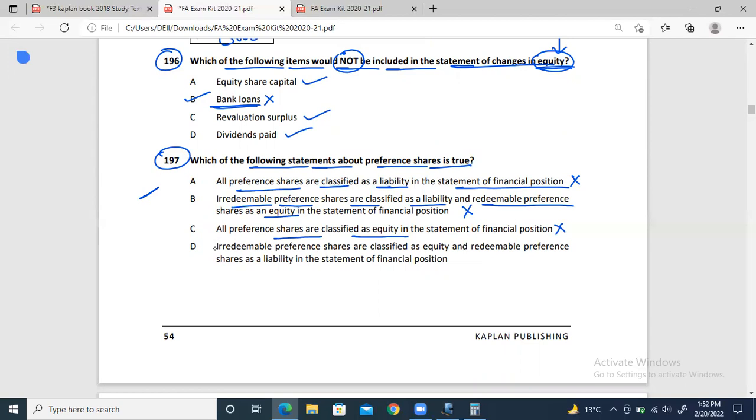This will certainly be right over here. So irredeemable preference shares are classified as equity. Yes, absolutely right. And redeemable preference shares are treated as liability in the statement of financial position. Yes, this is right. And this is the treatment that we studied in the chapter.